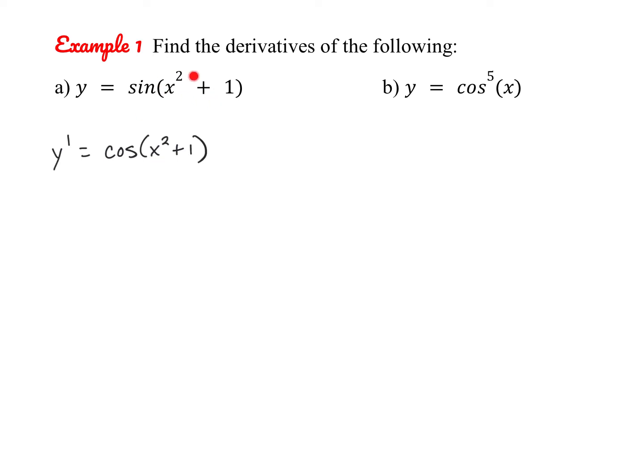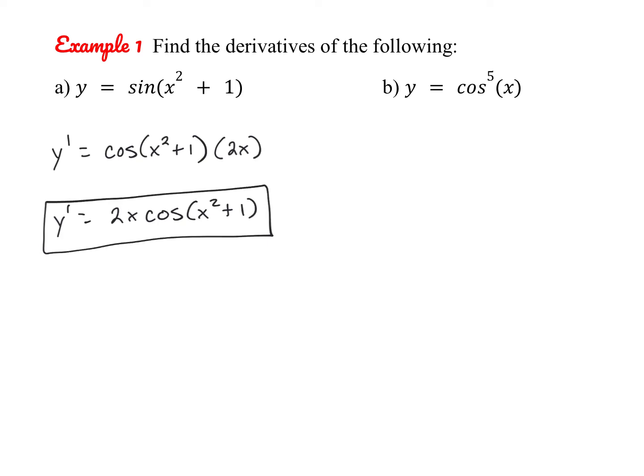And now we're going to look at that inner function, which is our quadratic, x squared plus 1, and we're going to take the derivative of that. The derivative of x squared plus 1 is just 2x. So it's the cosine of x squared plus 1 times 2x. We do want to make sure that it's very clear that this 2x is not part of our trigonometric function. So let's just write it out front. And there is our derivative.